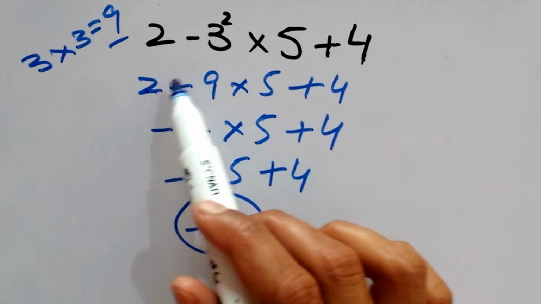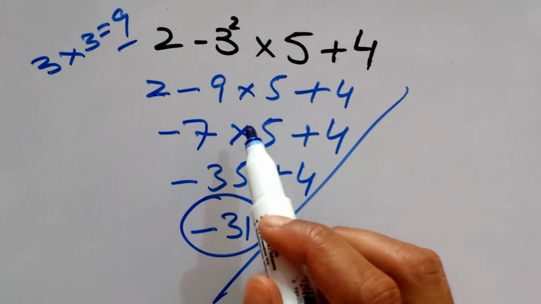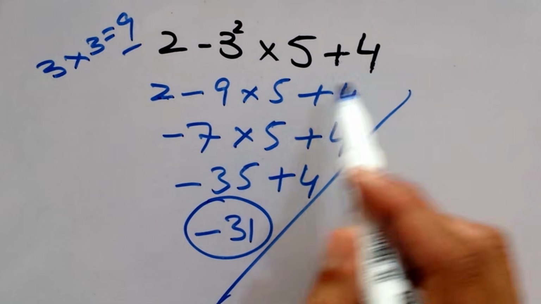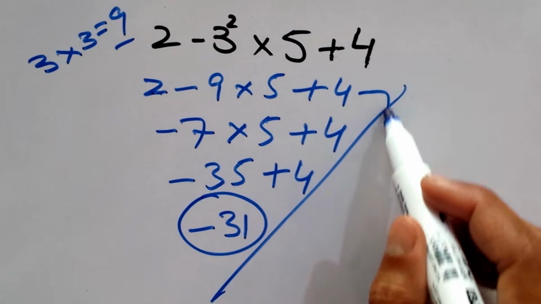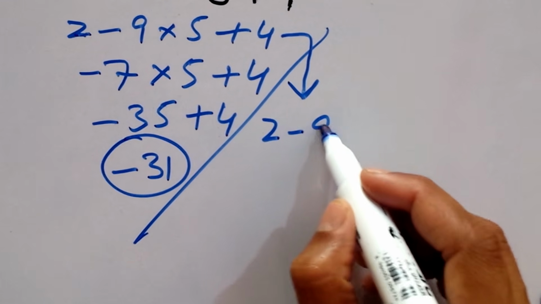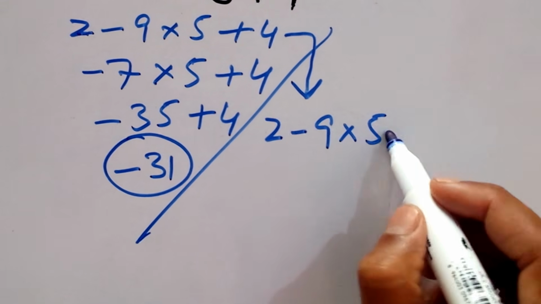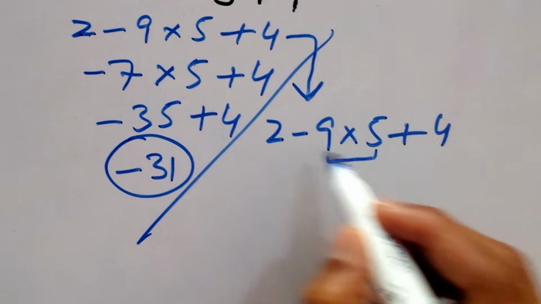So follow the order of operations. We use PEMDAS rule. So now solve this again from here. Okay. 2 minus 9 times 5 plus 4. Now multiplication must be done before subtraction.